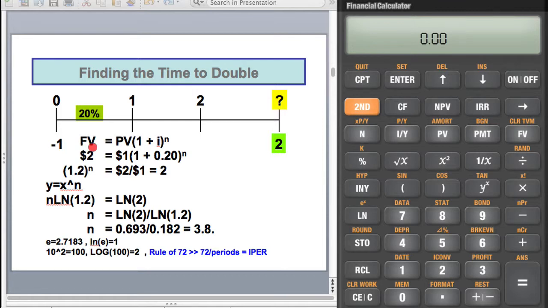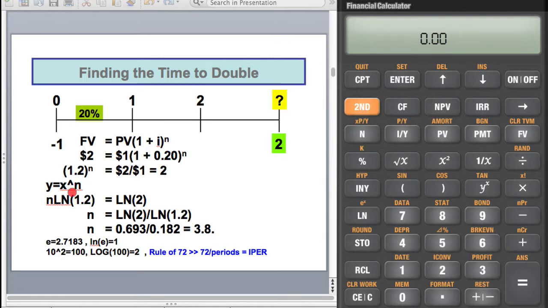This is a straightforward application of the compounding formulation, which is future value equals present value times 1 plus interest rate to the power n, where n is the time it takes, the compounding periods. $2 equals $1, which is the present value, times 1 plus 0.2, where 0.2 is from 20%, to the power n. This can also be written as 1.2 to the power n, which is 2 divided by 1. Here's the 1 and here's the 2.